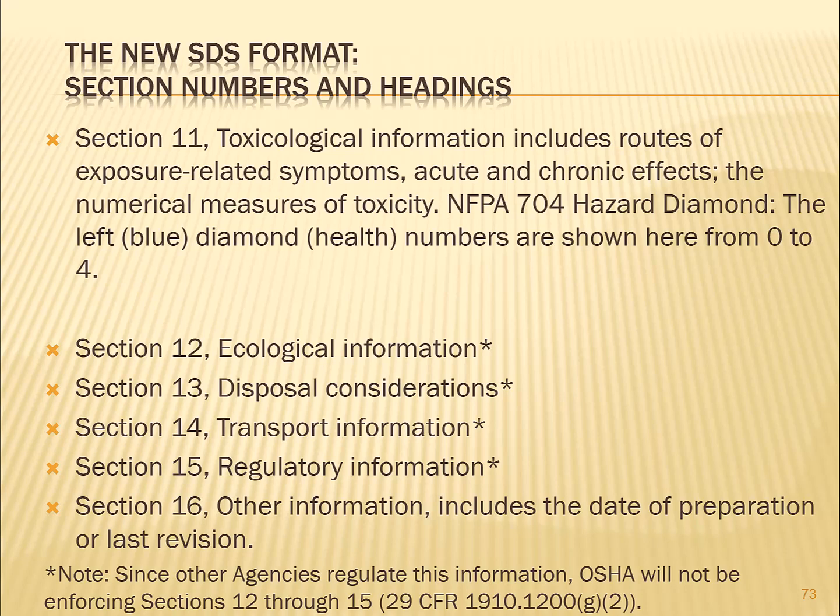And now the rest of this stuff, Sections 12, 13, 14, and 15, are not required by OSHA, so we're kind of ignoring them. But they deal with ecological information, disposal, transportation, and regulatory information that the Department of Transportation for shipping this material and the Environmental Protection Agency for disposal of the material require to be on there. And so I leave it alone here, but those are other sections. And then the last section gives other general information and revision information and that sort of thing.